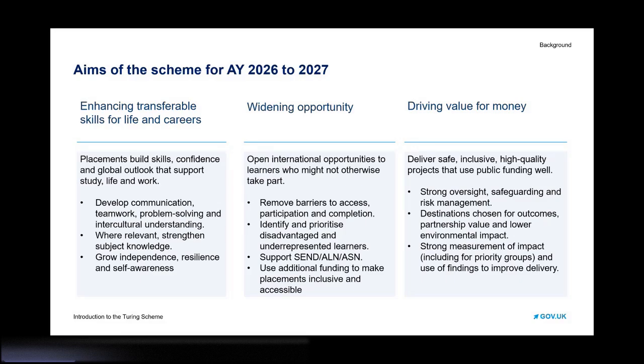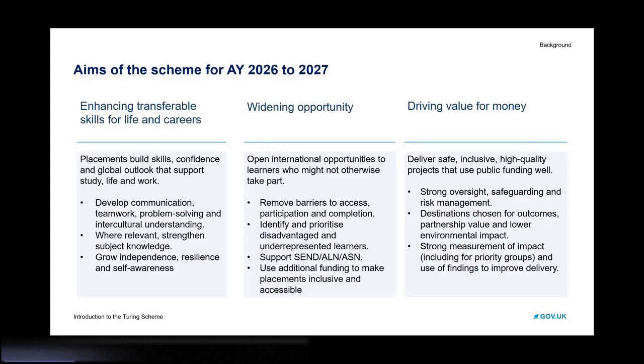Third, driving value for money. Projects must be safe, inclusive and well run, with strong oversight and safeguarding. Destinations should be chosen for student outcomes and partnership value while considering environmental impact. We also expect providers to measure impact, particularly for priority groups, and to use those findings to improve their delivery. In short, the Turing Scheme opens the world to learners, building up relevant skills, broadening participation, and using public funds responsibly.